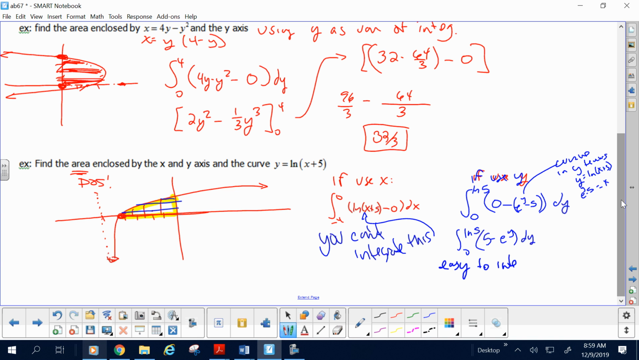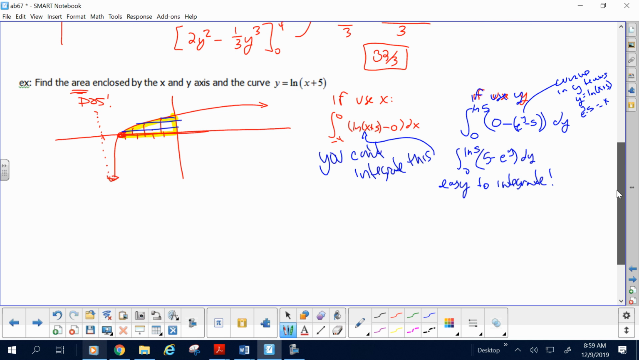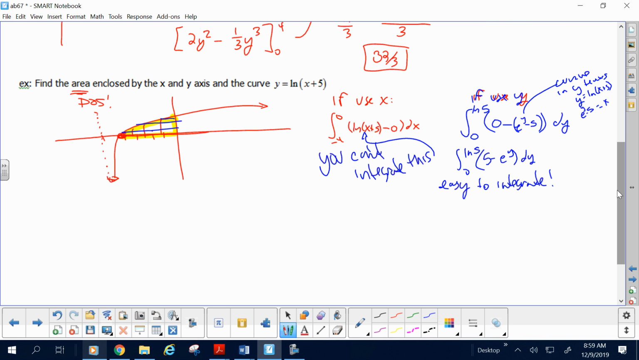That's why it's good to have choices between x and y. Because sometimes one way to choose is, which one can I integrate? I can't integrate log, I can't integrate e to the... I can't integrate arc cosine, but I can integrate cosine. There's a lot of things that you integrate better in one function versus its inverse.